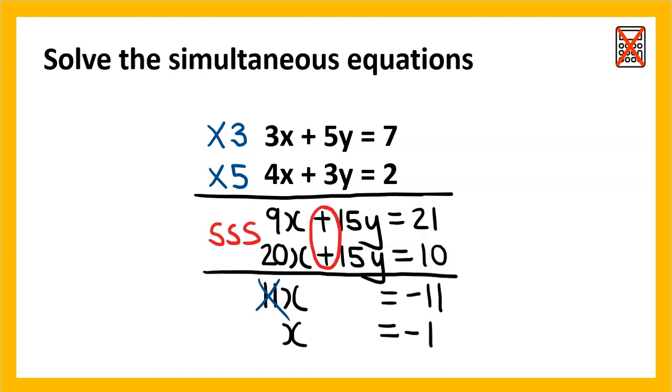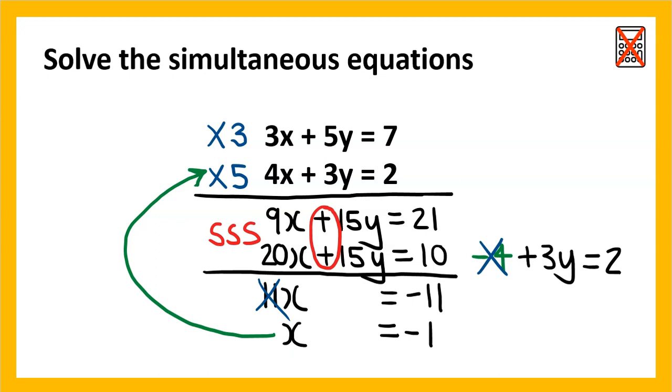We now know that x is negative 1, so let's substitute this back into one of the original equations. Both of them have a positive in front of the y terms, so it doesn't really matter which one we do. I'm just going to go with the second one. 4 lots of x, 4 lots of negative 1 is negative 4, plus 3y equals 2. We can solve this by adding 4 to both sides, so 3y would be equal to 6, and then dividing by 3 on both sides, so y is equal to 2. The solution to this question would be x equals negative 1 and y equals 2.